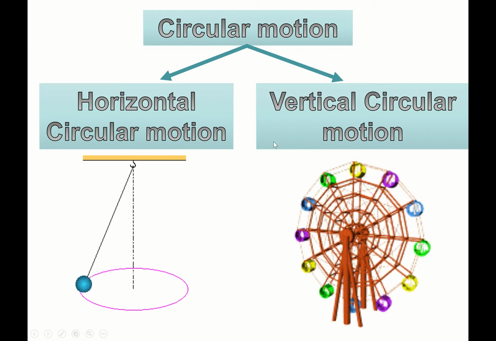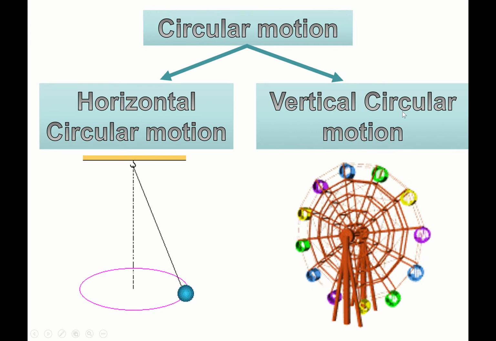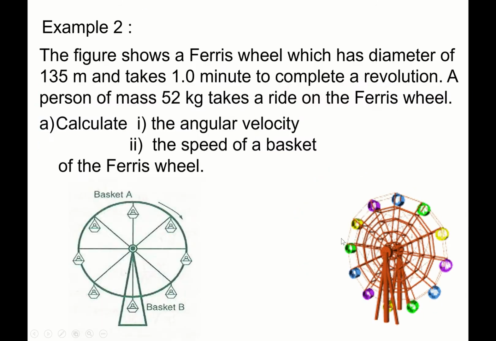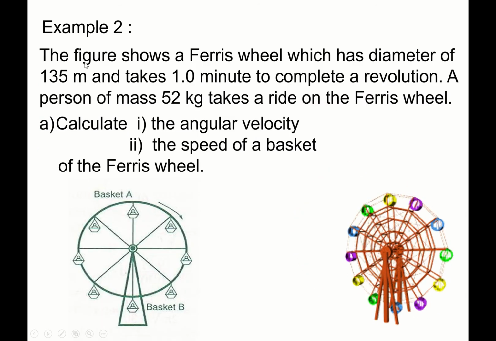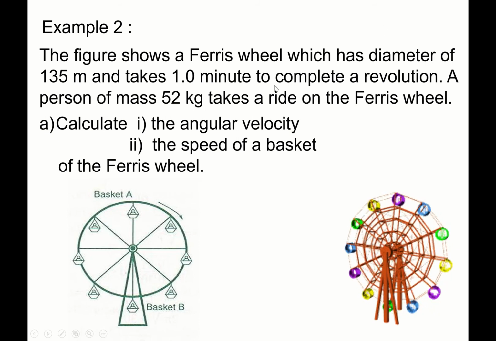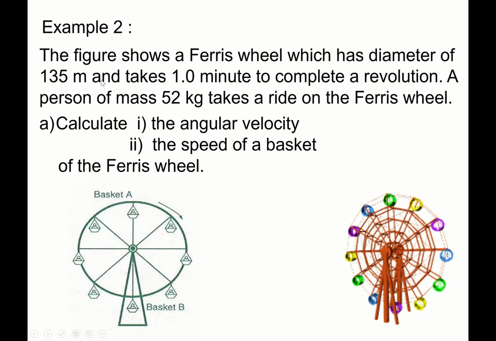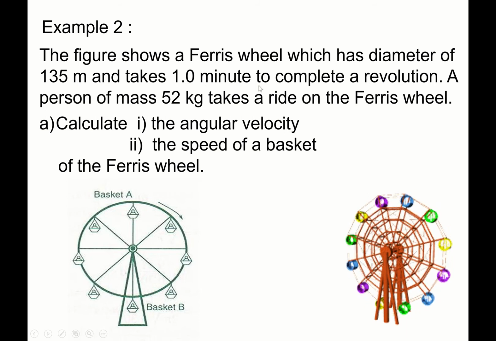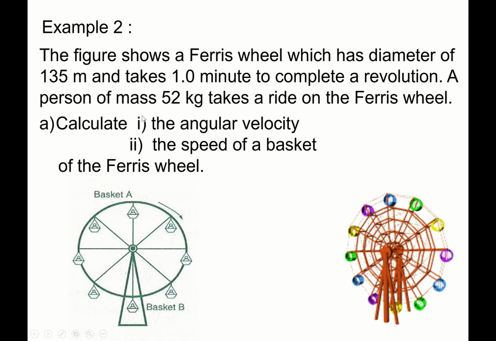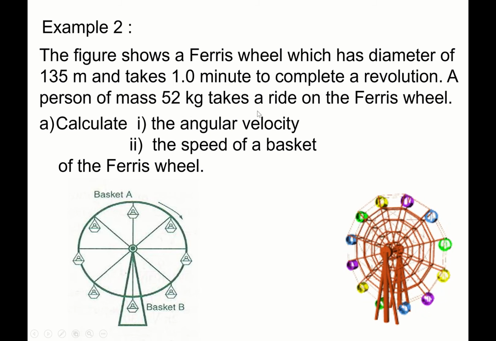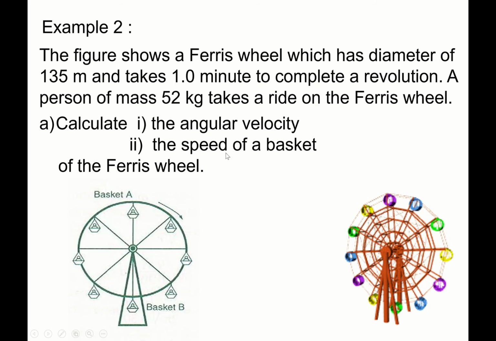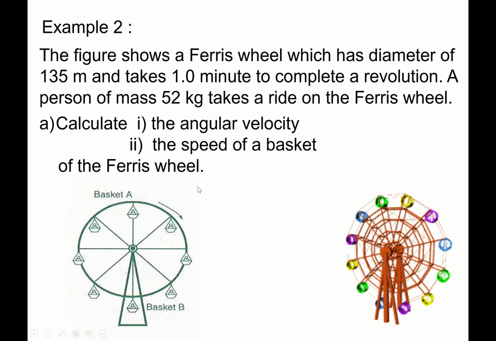Next, we discuss one example on vertical circular motion. The example is this Ferris wheel. The figure shows a Ferris wheel which has a diameter of 135 meters and takes 1.0 minute to complete a revolution. A person of mass 52 kg takes a ride on the Ferris wheel. Calculate the angular velocity and the speed of a basket of the Ferris wheel.